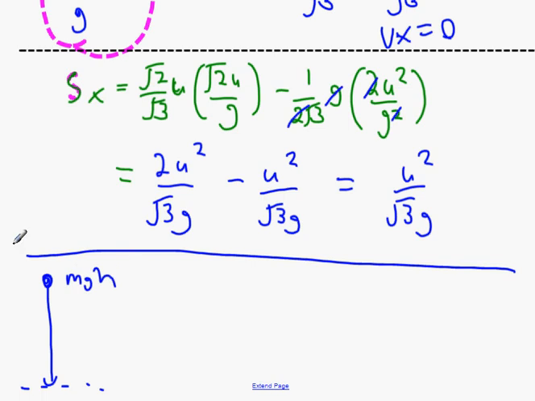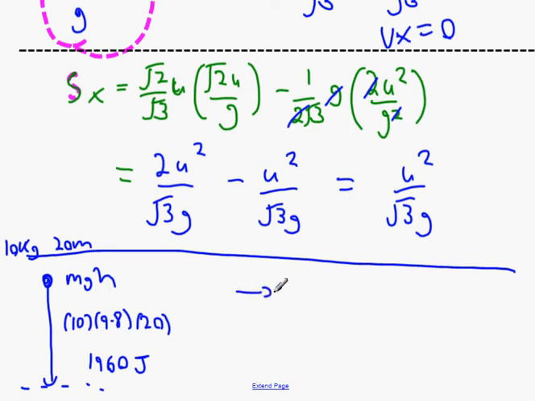So for example, a 10 kilogram object at a height of, I don't know, 20 meters above the ground, that will have energy stored in the form of 10 multiplied by 9.8 for gravity multiplied by 20. What's that turn out to be? 98 multiplied by 20? 1960? Yeah, 1960 joules, okay?